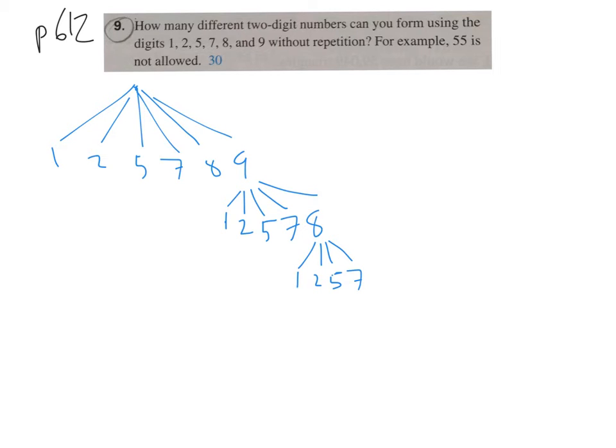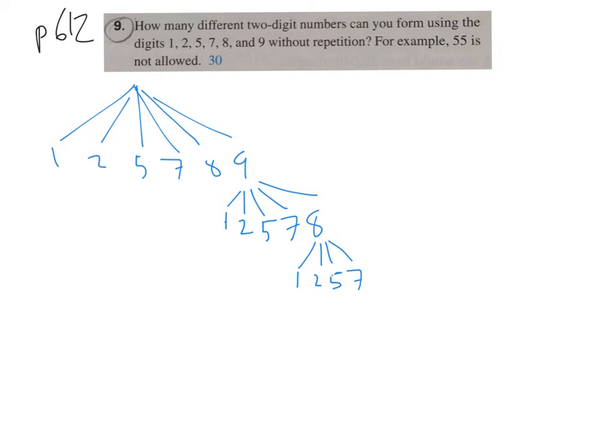Alright, so page 612, number 9. This one says, how many different 2-digit numbers can you form using the digits 1, 2, 5, 7, 8, and 9 without repetition? For example, 55 is not allowed. So this is very similar to our first problem, right? We're just picking 2 numbers out of the list, and repetition isn't allowed. Notice order matters, right? So like 1 and 2 would be 12, but 2 and 1 would be 21. So those are 2 different outcomes here.